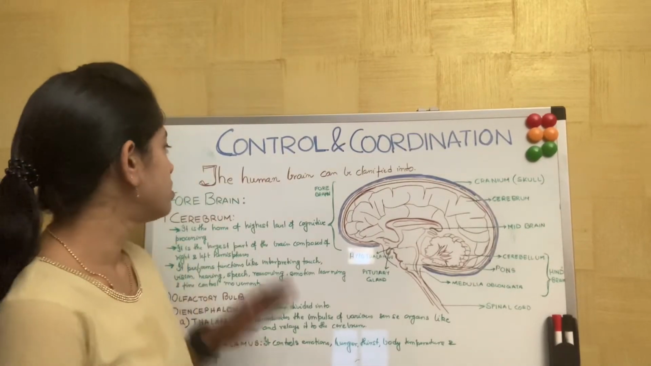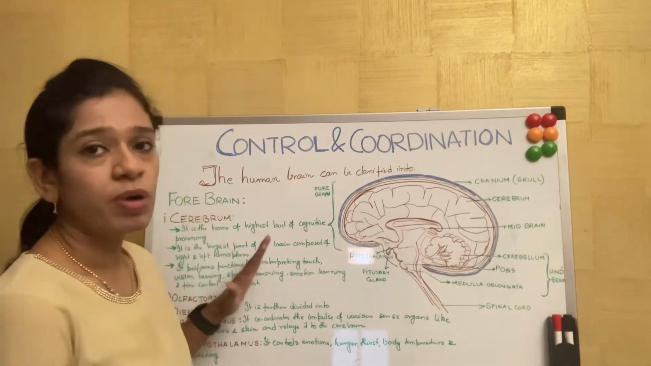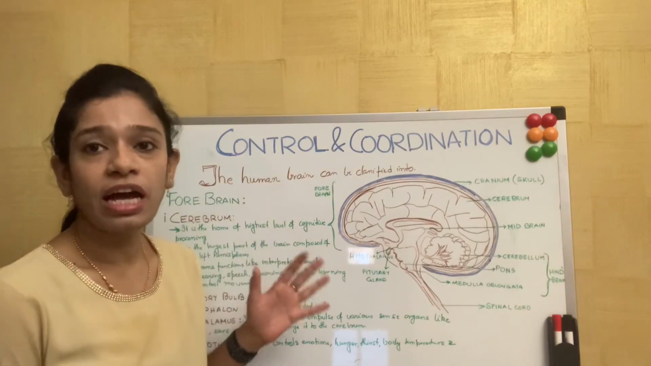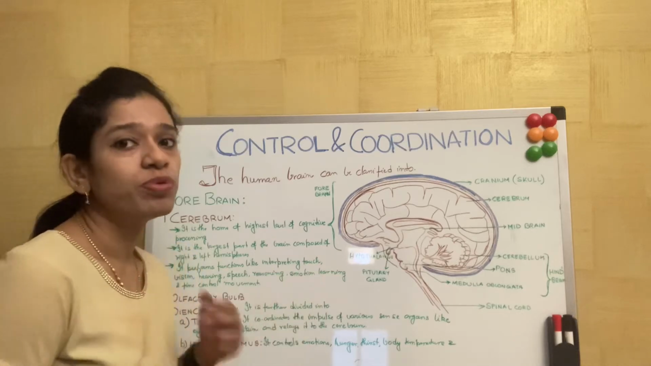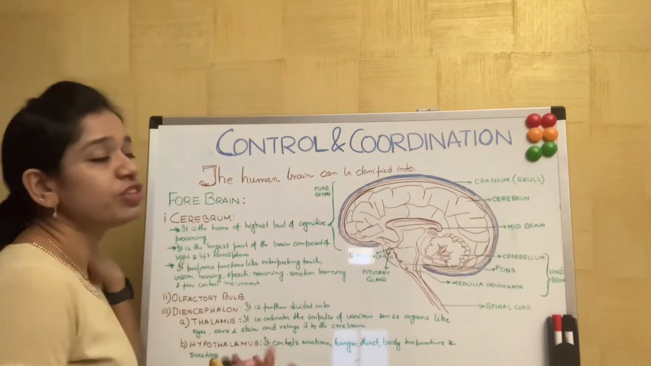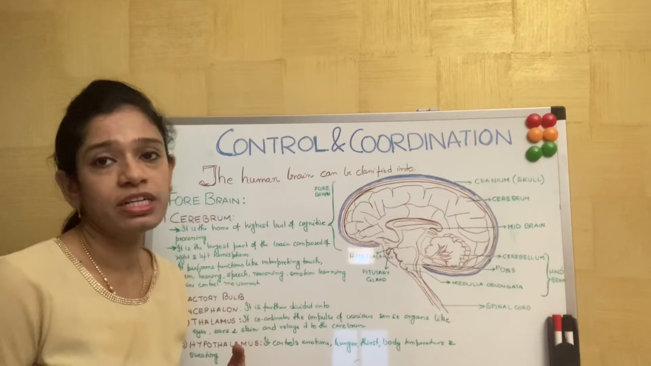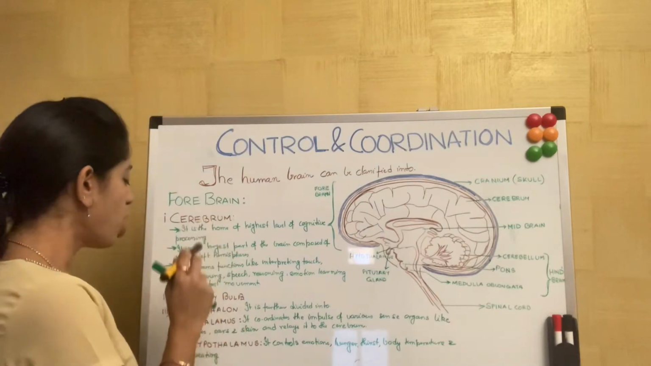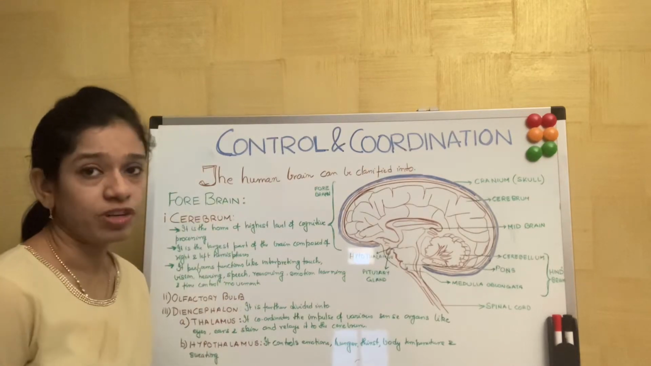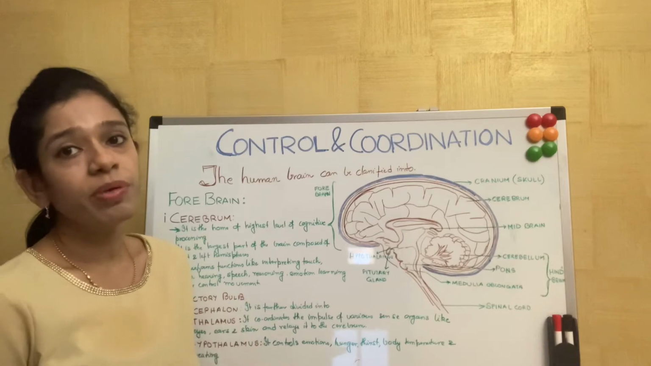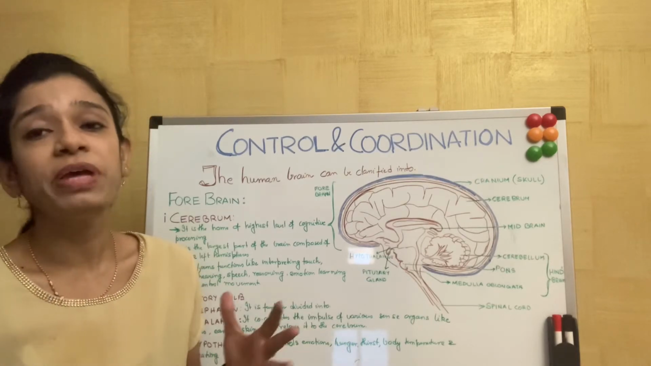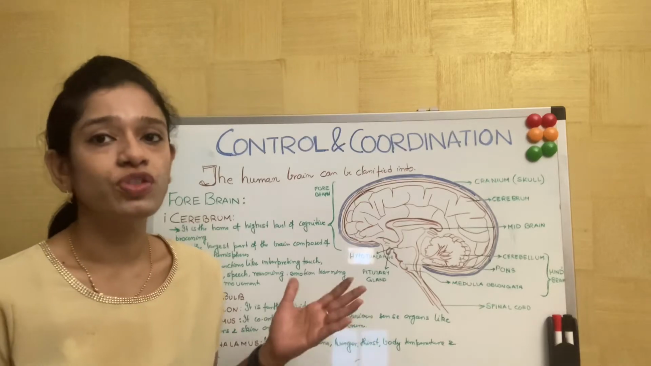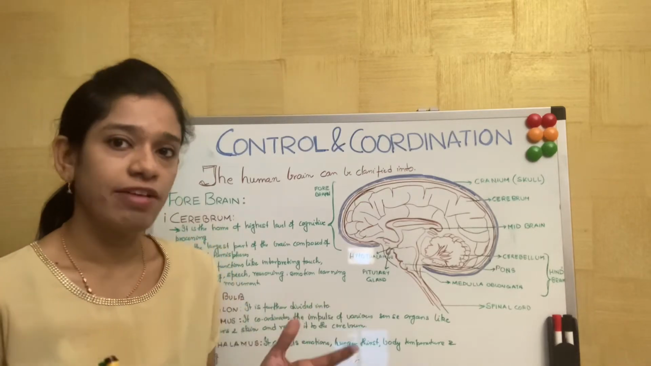So let us now discuss the first part, the biggest part of the brain, that is the forebrain. The forebrain consists of three parts: cerebrum, olfactory bulb and diencephalon. The cerebrum is the largest part of the brain, consisting of two hemispheres, the right and the left hemisphere.